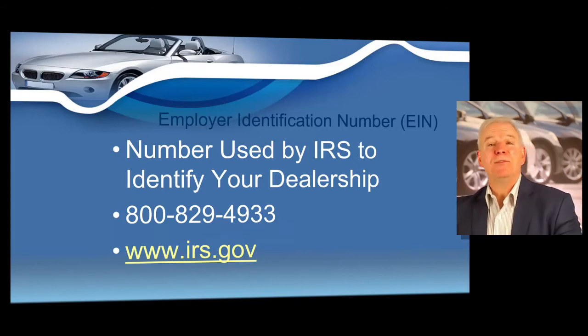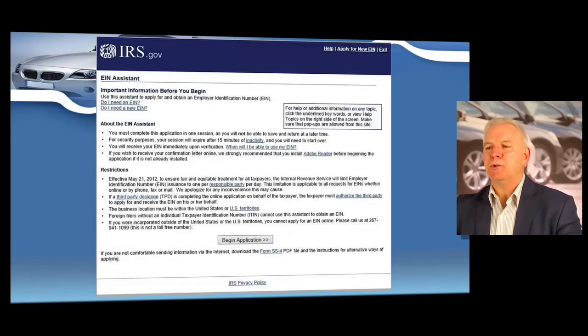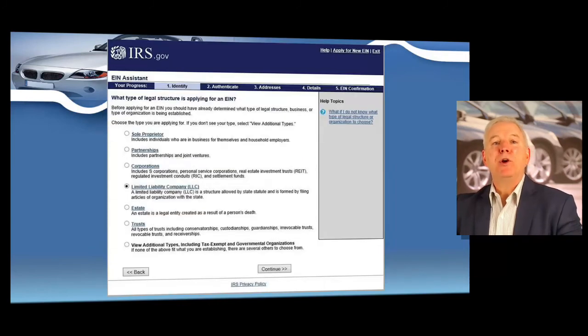So you can begin the process at www.irs.gov, and we're going to jump on here and click on the Begin Application button. You're going to need to select your business entity. And once again, for this training scenario, we will be filing as a limited liability company, or an LLC. This is for demonstration purposes only.